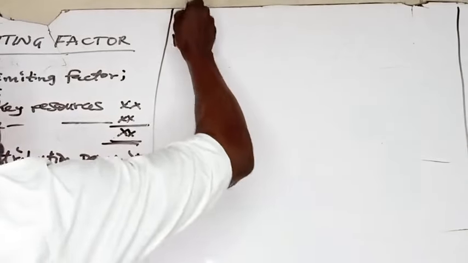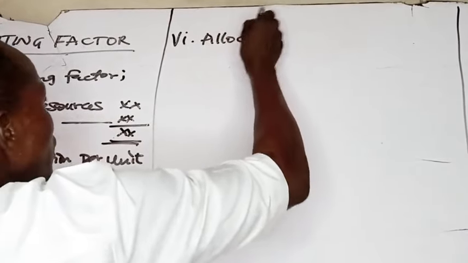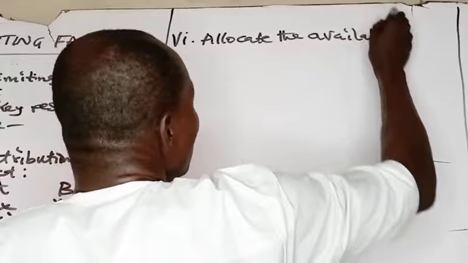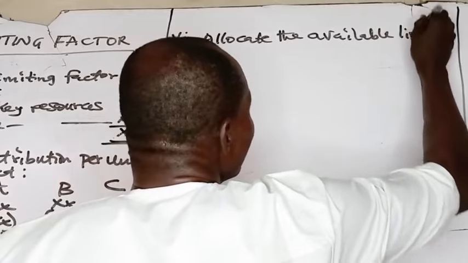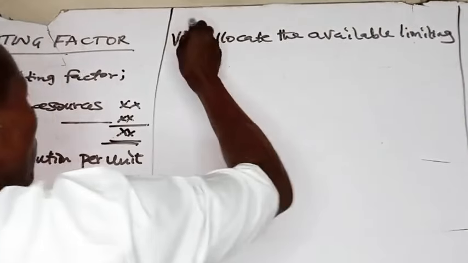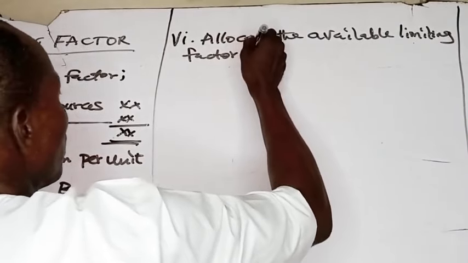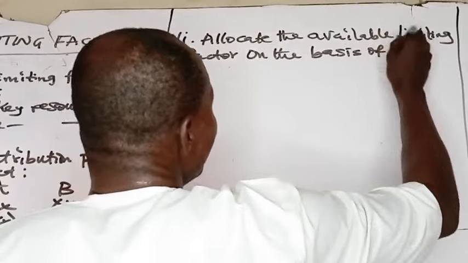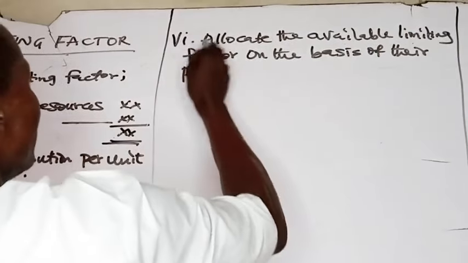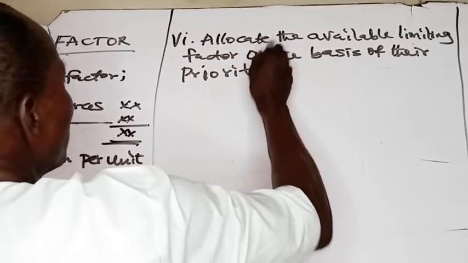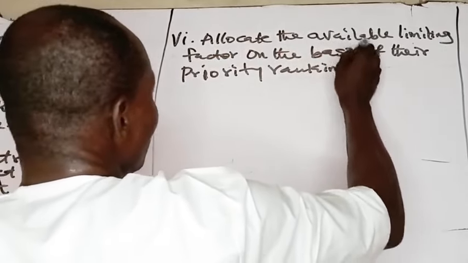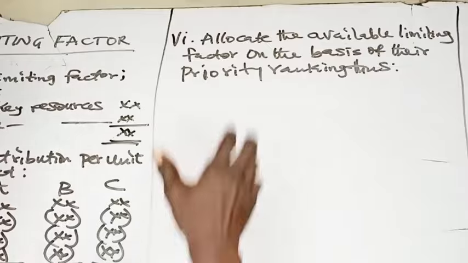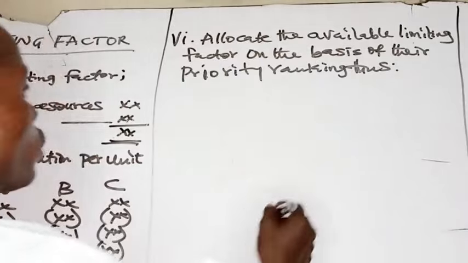Step number 6: allocate the available limiting factor on the basis of their priority ranking. Just that, allocate the available limiting factor on the basis of their priority ranking, just so you might have the product mix.